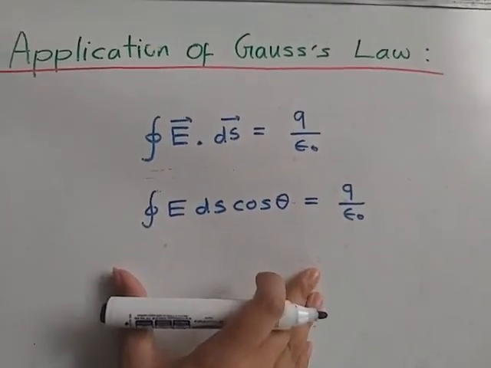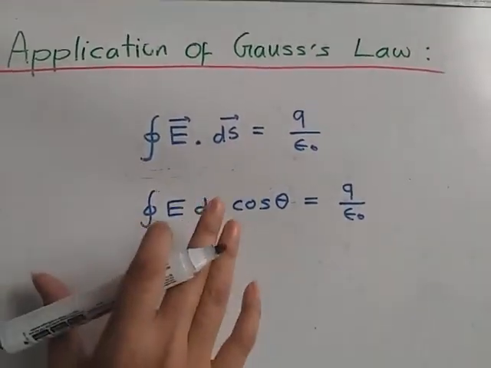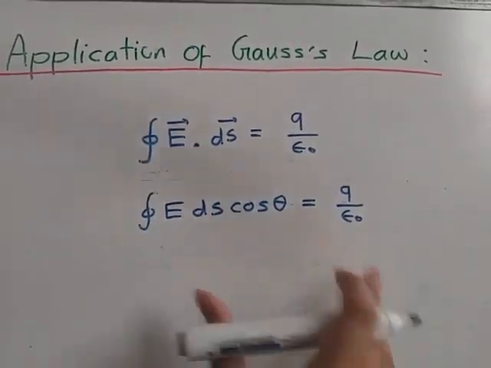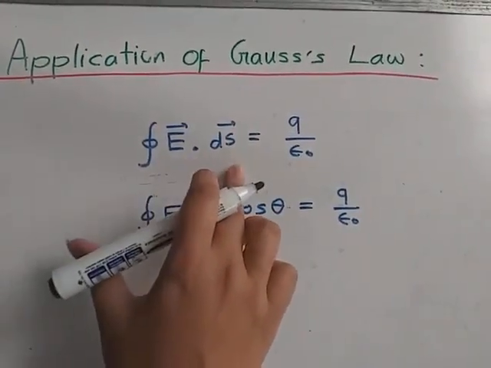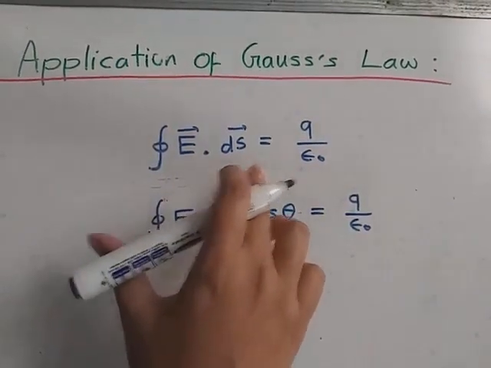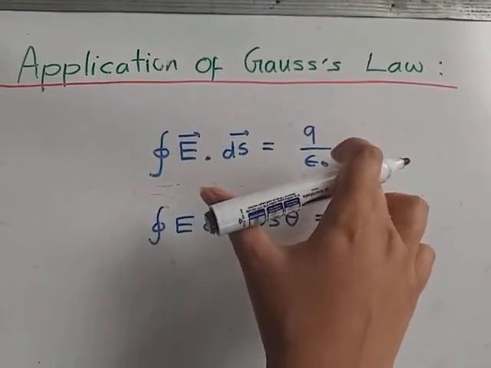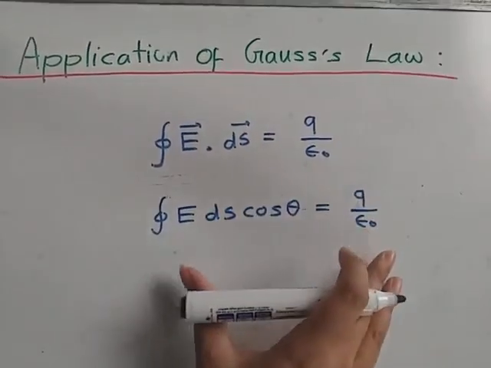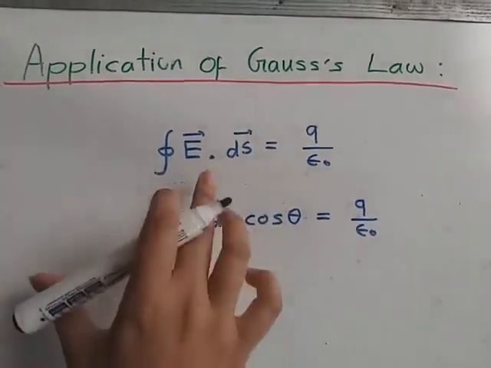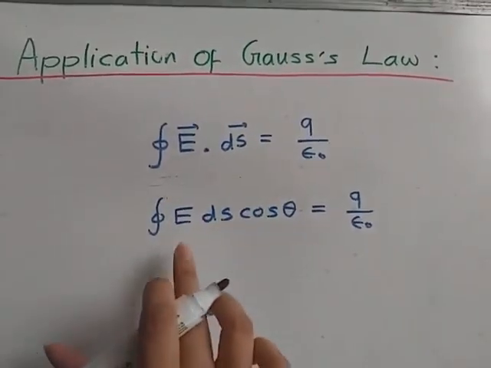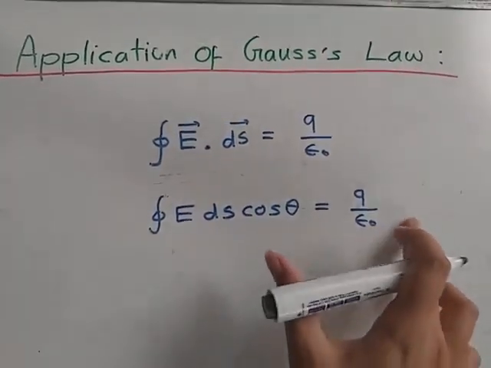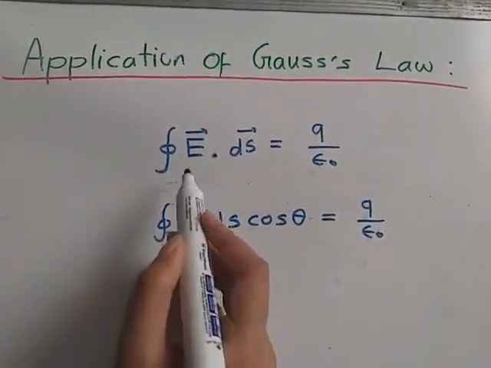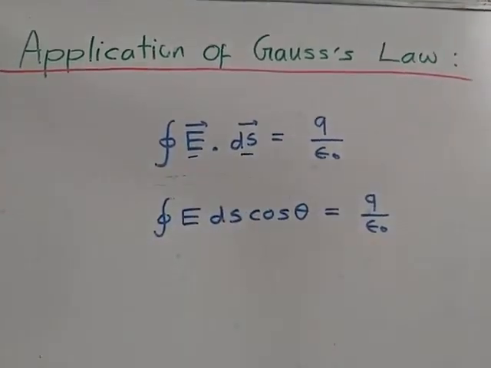So here Gauss's theorem is like that: closed integral of E dot ds is equal to q by epsilon naught, where E is the electric field, ds is the cross section area of the Gaussian surface, q is the total charge, and epsilon naught is the free space permittivity. We can write it in this form also: E dot ds is equal to E ds cos theta is equal to q by epsilon naught, where theta is the angle between the electric field vector E and the ds vector, that is the surface vector.